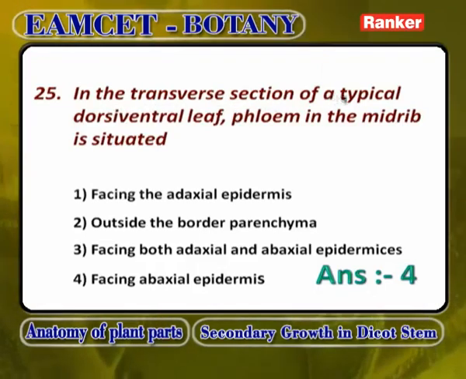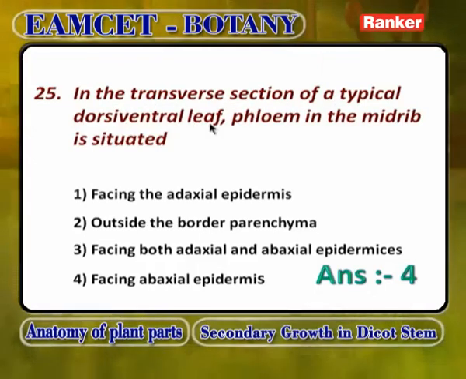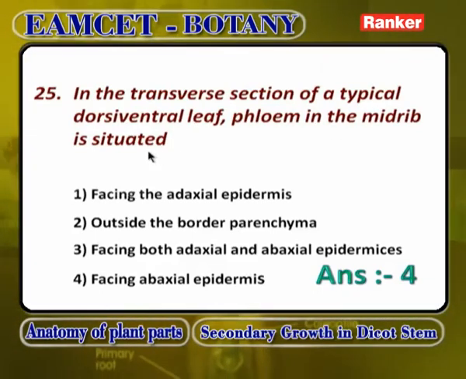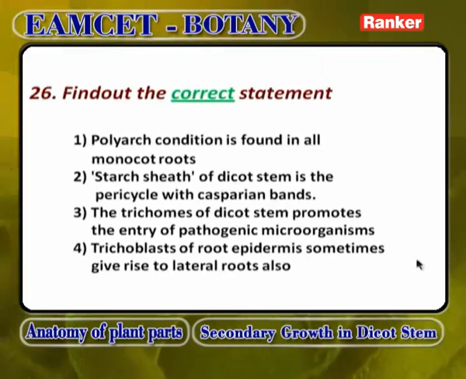In a transverse section of a typical dorsiventral leaf, that is dicot leaf, phloem in the midrib is situated. Phloem in the midrib region, not facing adaxial, because upper epidermis. Outside the border parenchyma, wrong. Facing both adaxial and abaxial is wrong. Facing abaxial epidermis is correct. Abaxial means lower epidermis. In the vascular bundle of any leaf, xylem is present towards the upper epidermis, adaxial surface. Phloem is present towards the lower surface, that is lower epidermis, abaxial surface. So answer is facing abaxial epidermis.